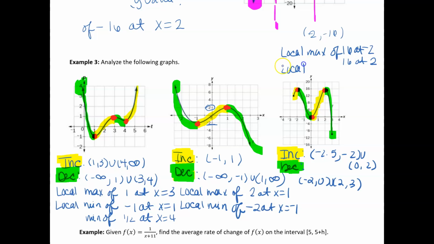And then we're going to have a local min of 0 at 0. And there's our maximum and minimum points.